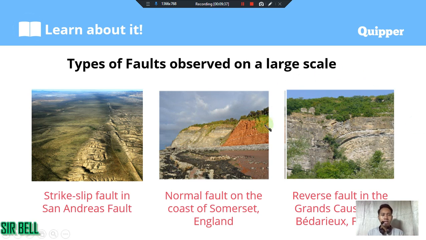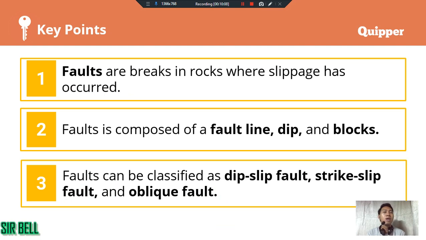Right. So these are the examples of fault movements observed on a large scale. So we have strike slip fault happening in San Andreas Fault, if you can see clearly, normal fault on the coast of Somerset, England, and reverse fault in the Greater Caucasus. I don't know how to pronounce that, but anyway, these are the examples of faults that are observed on a large scale.